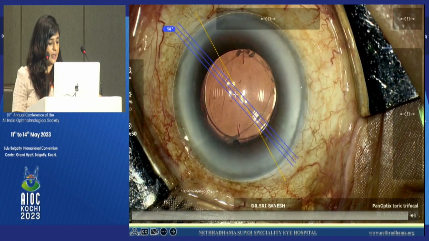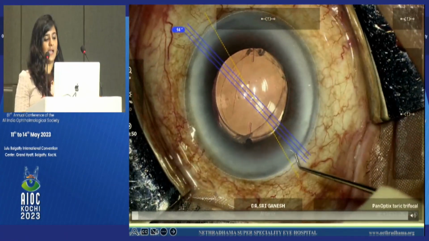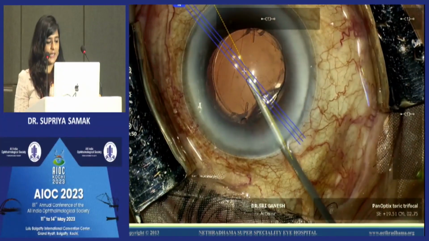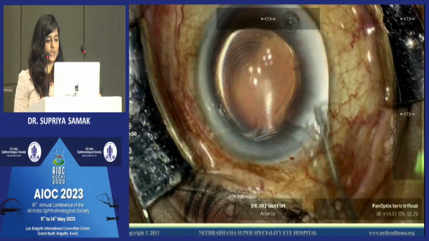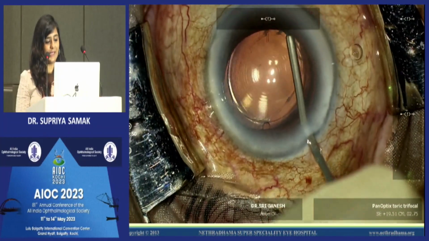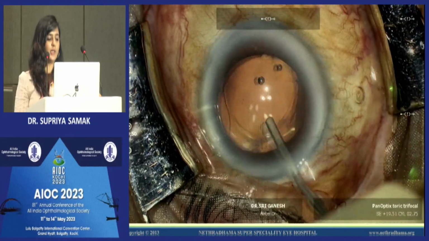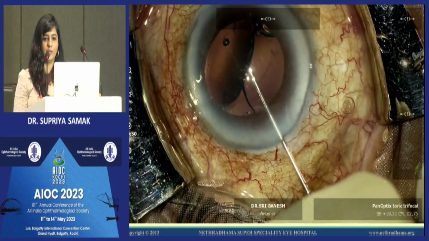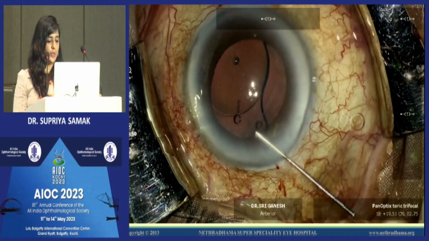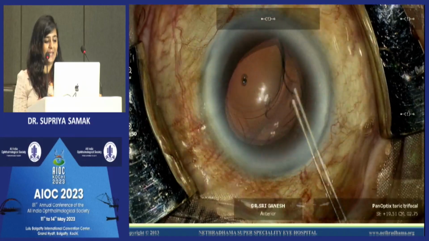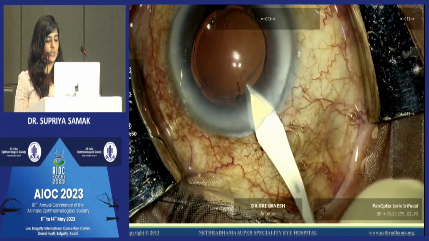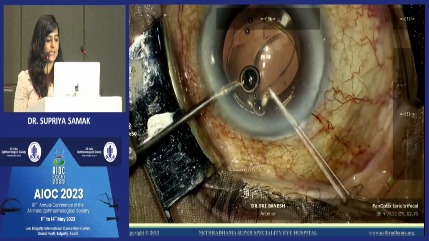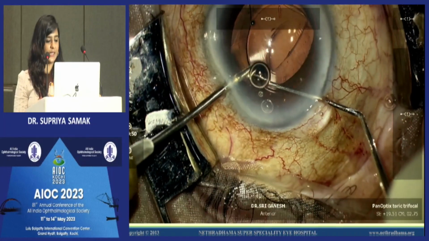So this is another case where this patient was a high myope, and a toric multifocal lens was implanted in this patient, which kept rotating because of the bag distension syndrome which was happening. So initially, the initial management was the implantation of a CTR, which was put. But still, since this was a plate haptic lens, the rotation of a toric plate haptic lens is much higher in high myopes with distended bags. So this lens was again explanted.